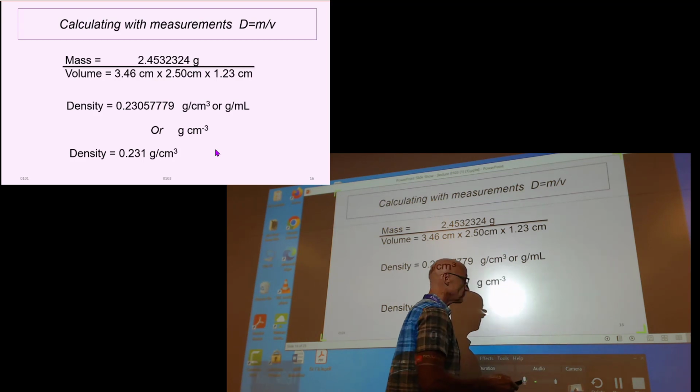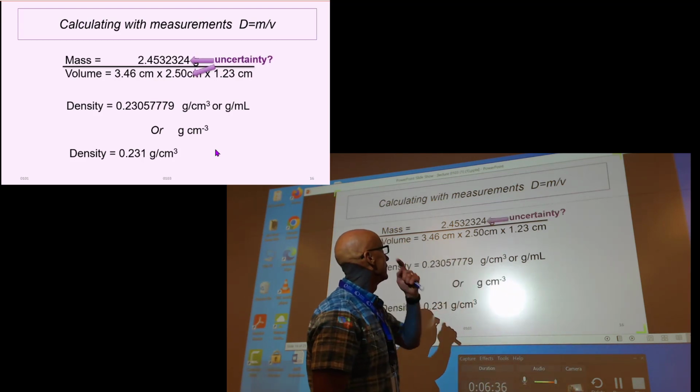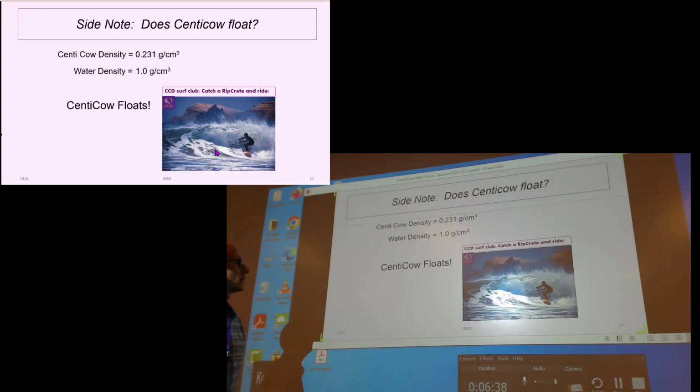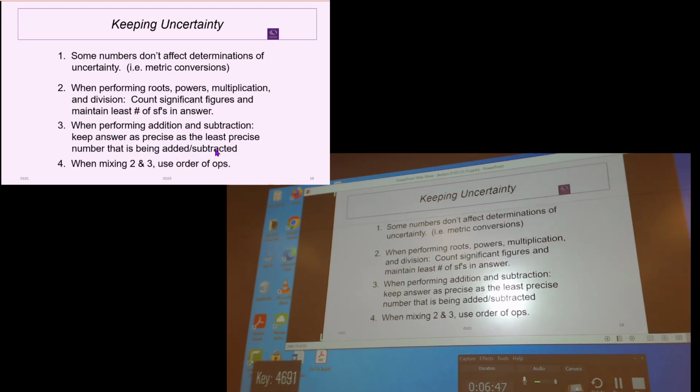All right? How to keep uncertainty. And by the way, I was just trying to show you that according to the calculation, water is more dense than that cow, so that cow would literally float, which is quite a thought. All right, here we go.